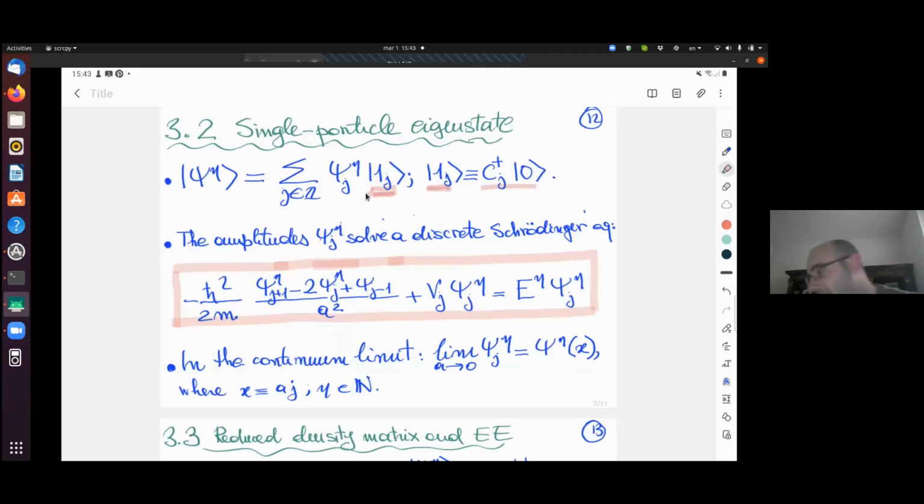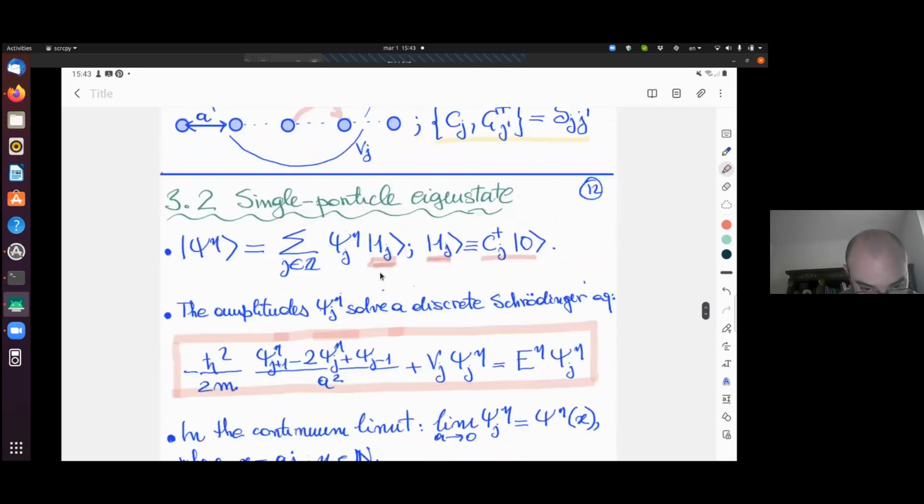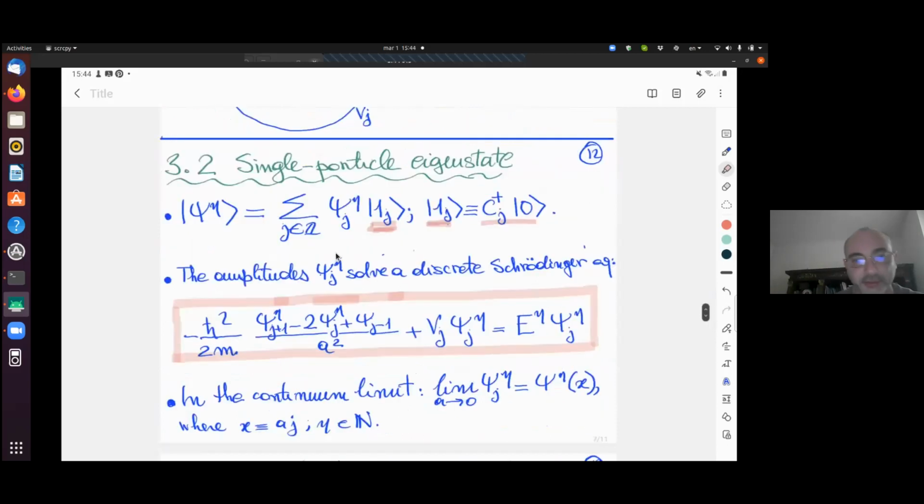Basically, this state is entangled because clearly it's completely delocalized. It's a linear superposition of states, and if you calculate, as we will see, its entanglement entropy after defining a certain bipartition of the real space, it will be finite. Okay, this is the entanglement entropy.